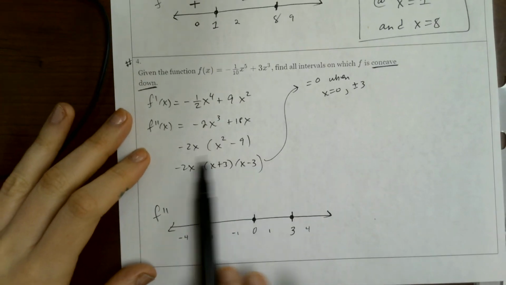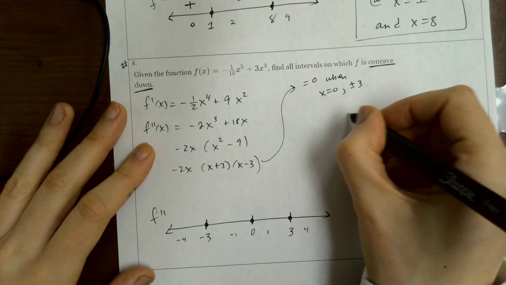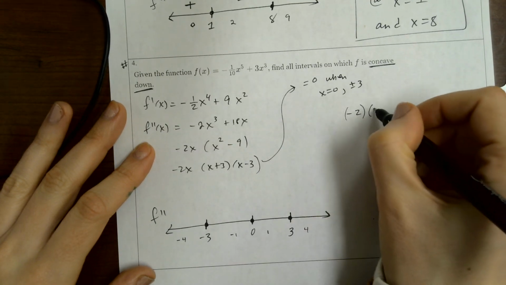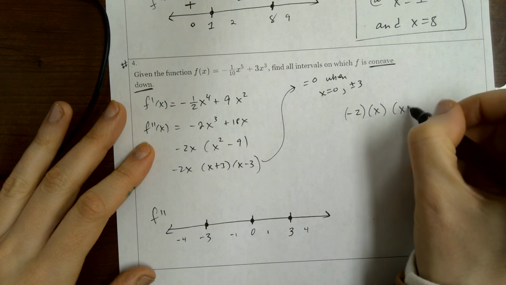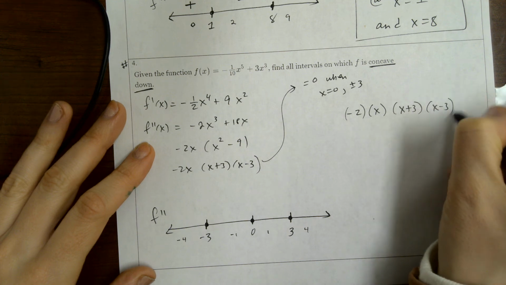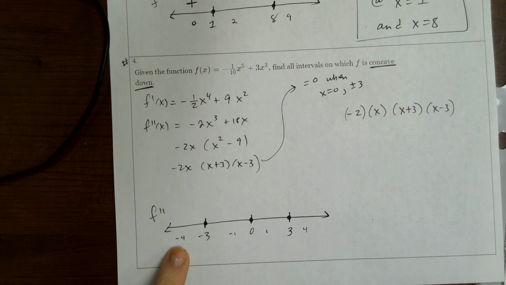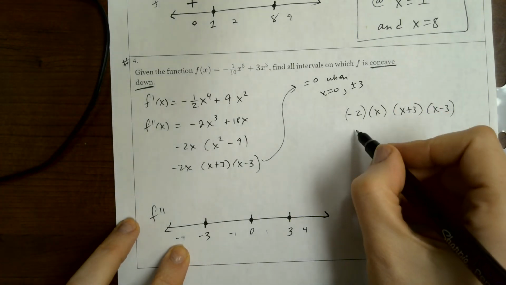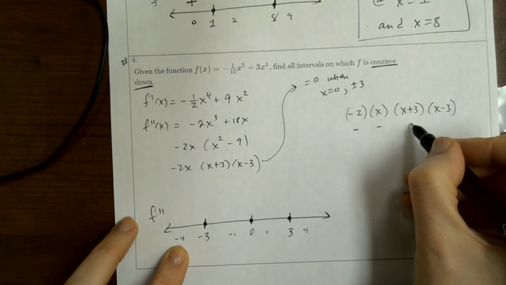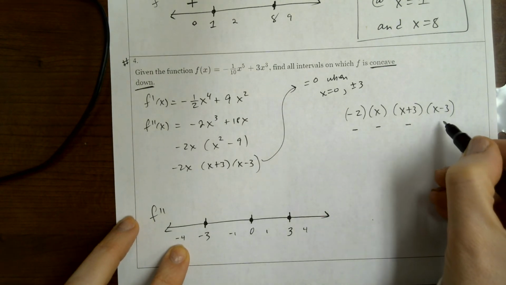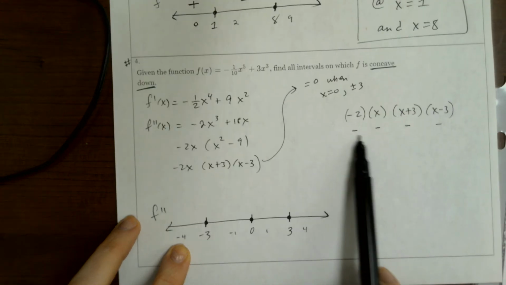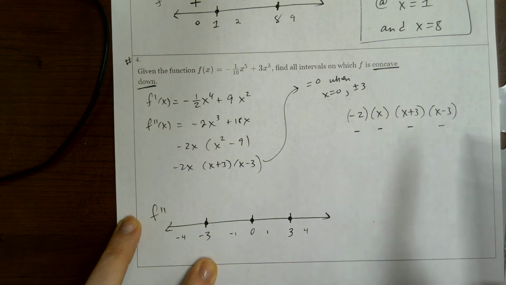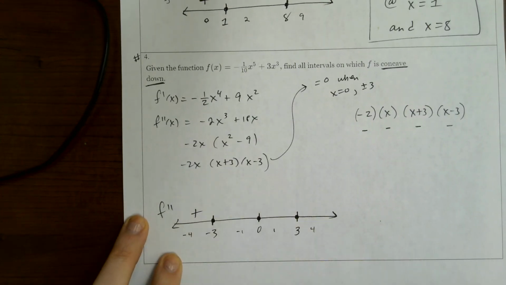Okay, now let me take this and set it up like this. I'll go negative 2x, x plus 3, x minus 3. You could do it differently, guys, but I'm separating all the factors. If I plug negative 4 in up here, this is always negative, that'll be negative, this'll be negative, and that'll be negative. Negative times a negative is a positive, negative times a negative is a positive. So really we've got 2 positives, that's a positive interval.